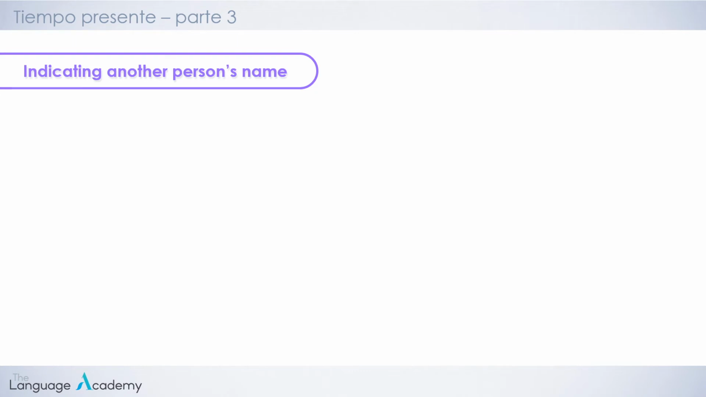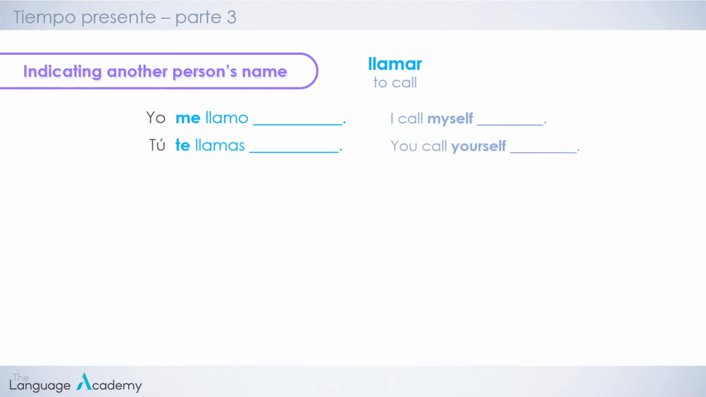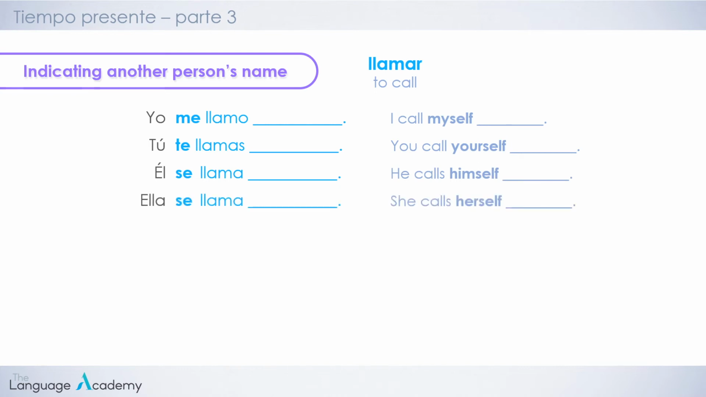Indicating the name of other people. Now we will cover all the cases. We will use again the verb llamar to say to call. You know that the expression me llamo means I call myself, understood as my name is. Tú te llamas. You call yourself, understood as your name is. For él, se llama. He calls himself. Ella se llama. She calls herself. We covered all of this in the previous lesson.